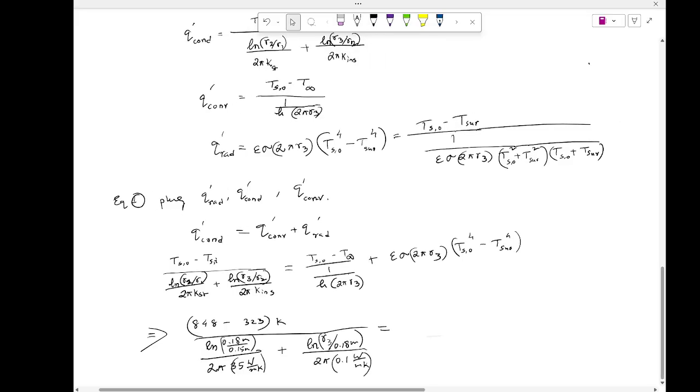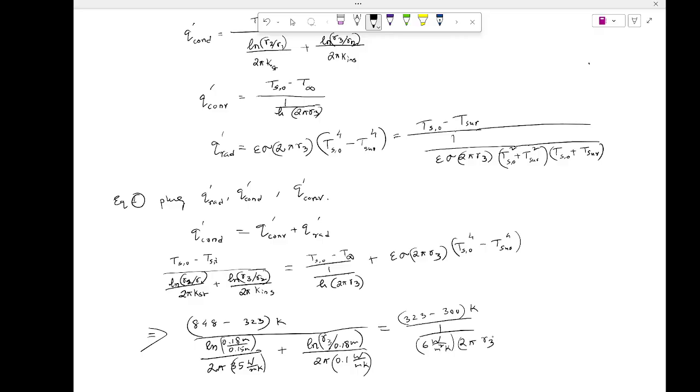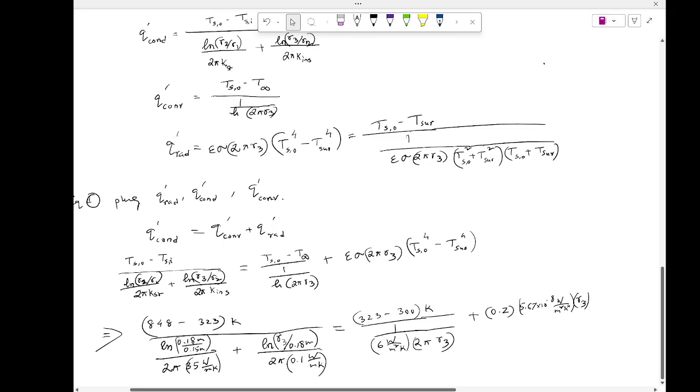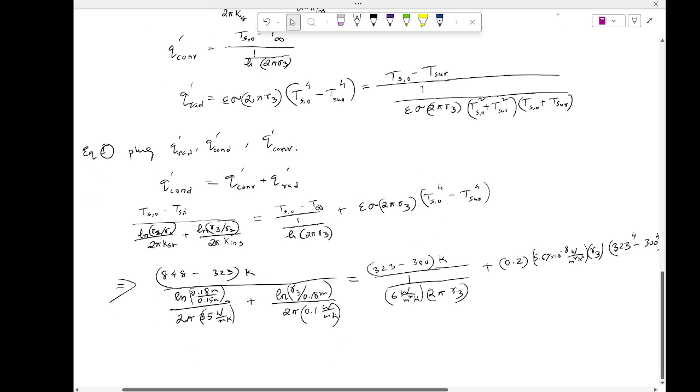Okay, so then I'll have this: 323 minus 300 Kelvin divided by 1/6 watt per meter square Kelvin, and then 2 pi R3, R3 is not known, plus 0.2 times 5.67 times 10 to the power minus 8 watt per meter square Kelvin to the power 4, times R3, R3 is not known, times 323 to the power 4 minus 300 to the power 4 Kelvin to the power 4. That's it.